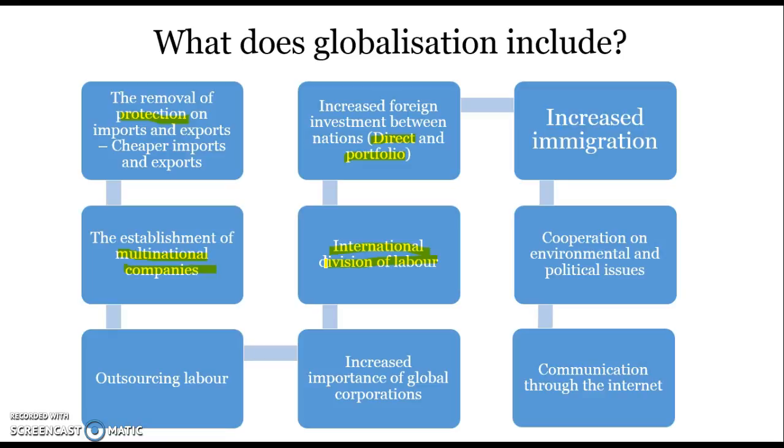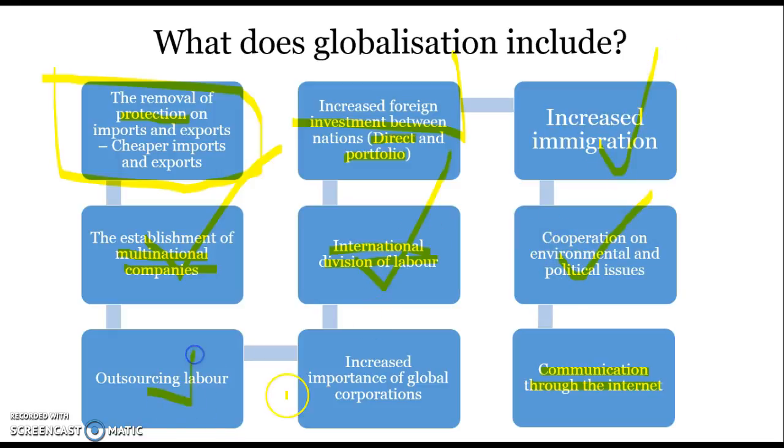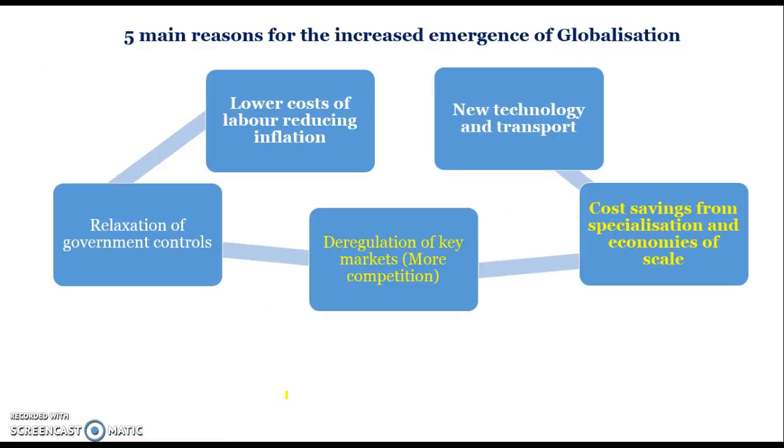It might be counter-terrorism. Outsourcing labour is part of globalisation. Communication through the internet. All of these things come under the umbrella of what is meant by globalisation. So it's not just exports and imports, it's including investment, the establishment of multinational companies, international division of labour, companies working together to solve issues, immigration, outsourcing, and so on and so forth.